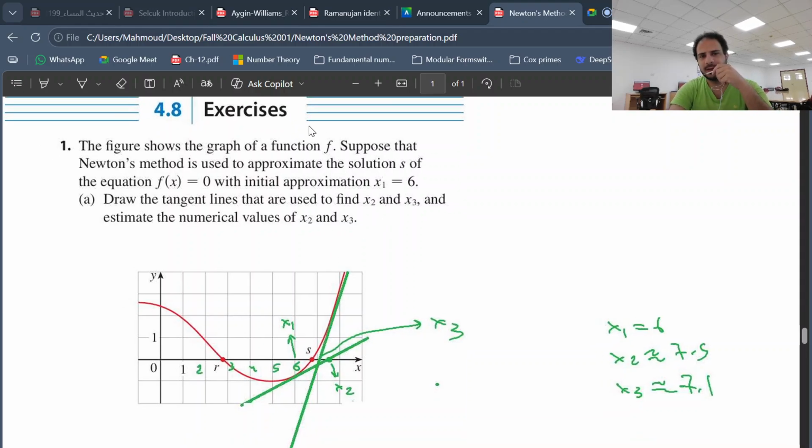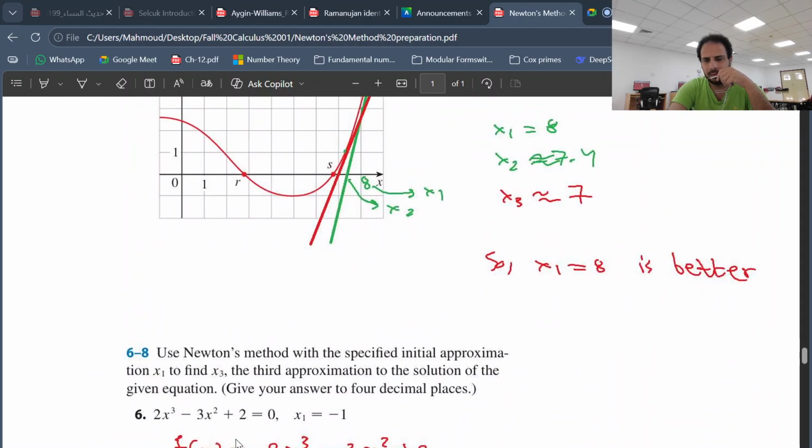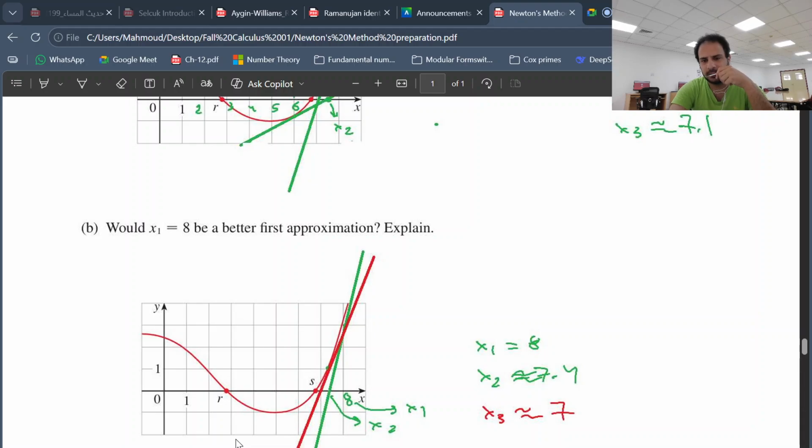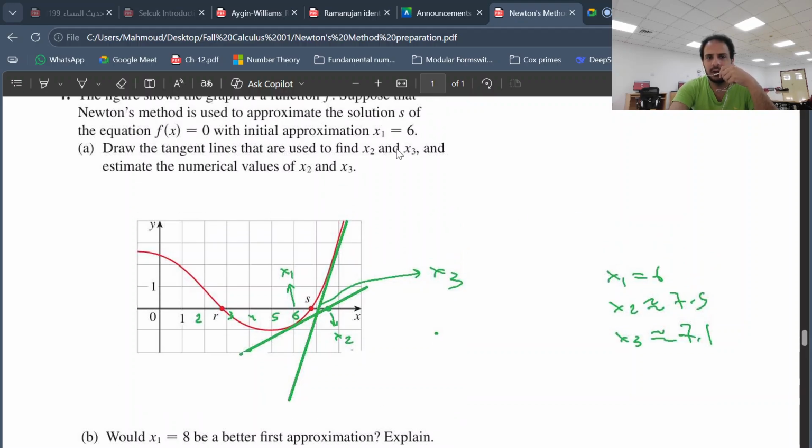Now let's see these exercises. The figure shows the graph of a function f. Suppose that Newton's method is used to approximate the solution S of the equation f of x equals 0 with the initial approximation x1 equals 6. These two questions are for understanding, because otherwise you need to use the formula xn plus 1 equals xn minus f of xn over f prime of xn. But these are for understanding, because it's good to understand the method graphically also. So let's see here.